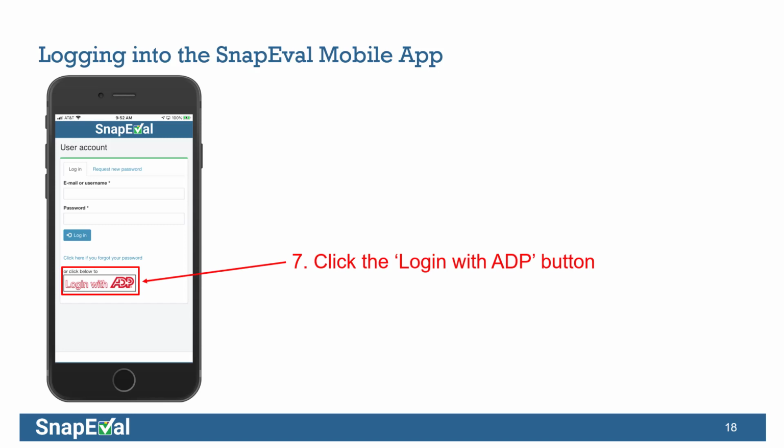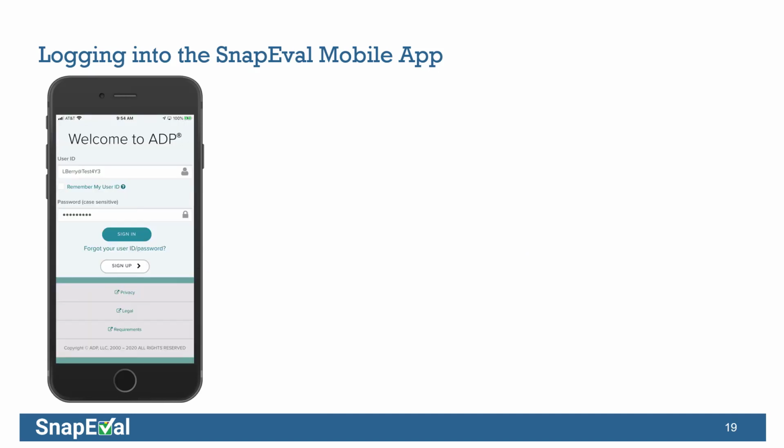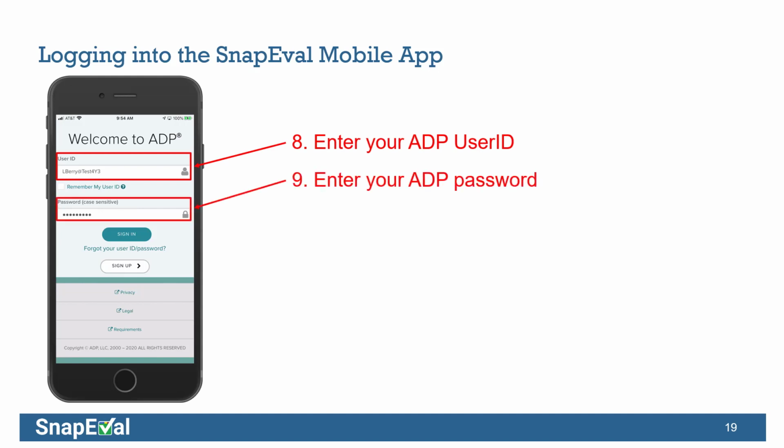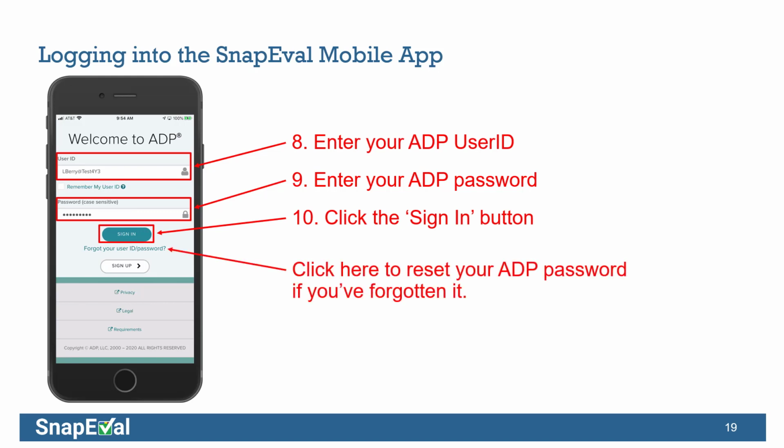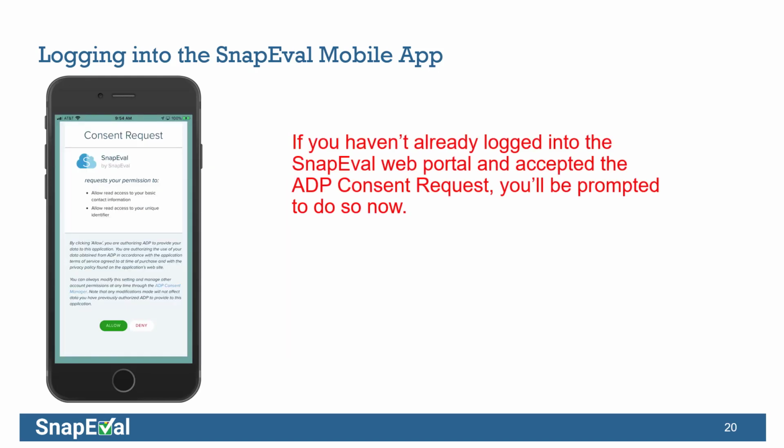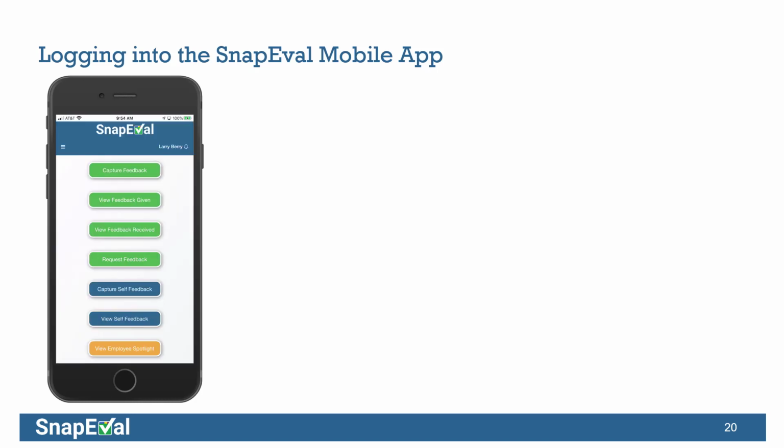Next, click the Login with ADP button. Enter your ADP user ID, your ADP password, and click the Sign In button. If you've forgotten your ADP password, click here to reset it. If you haven't already logged into the SnapEval Web Portal and accepted the ADP consent request, you'll be prompted to do so now. Click the Allow button to continue.